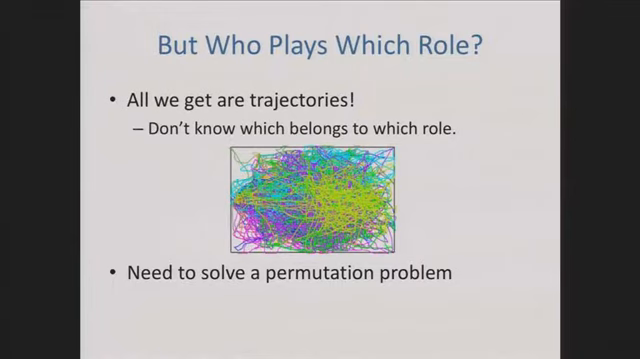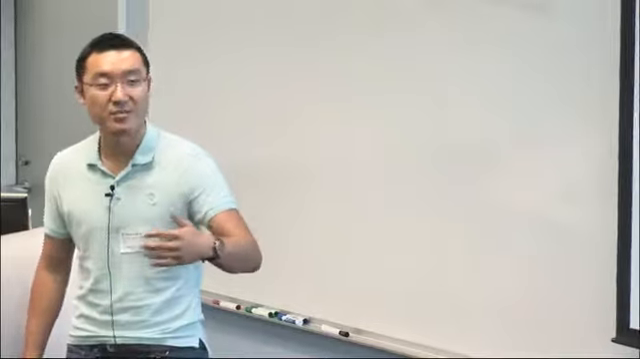We don't know who the left back is. We don't know who the midfielder is. We just get a set of unannotated trajectories, right? We don't know which belongs to which role. And in some sense, we have to either do expensive manual annotation, which we don't want to do, or somehow solve some sort of permutation problem, right? To permute the ordering of the players in a way that is semantically consistent across different games, different plays, and so on and so forth.